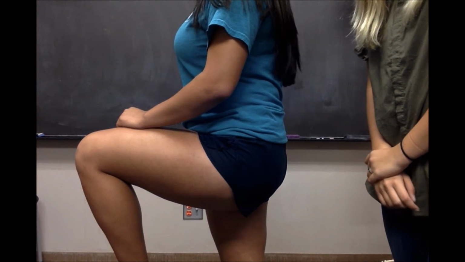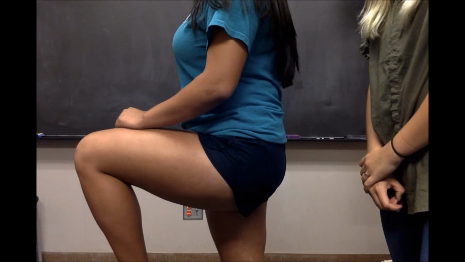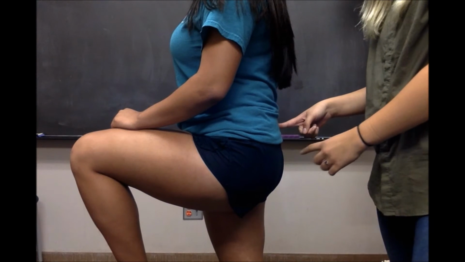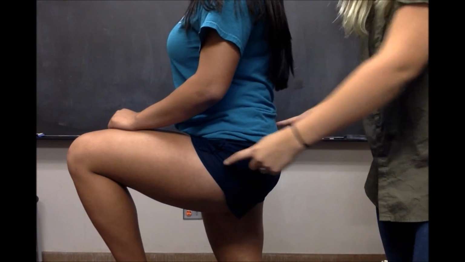The piriformis muscle is too deep to palpate, but it runs from the anterior side of the sacrum over here and attaches on the lateral head of the femur.